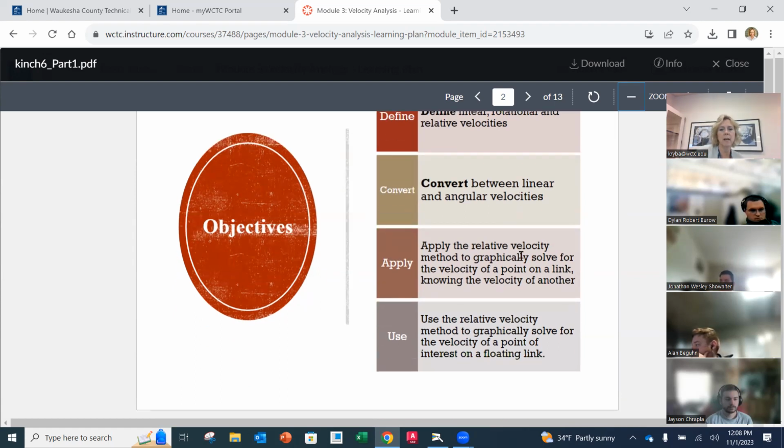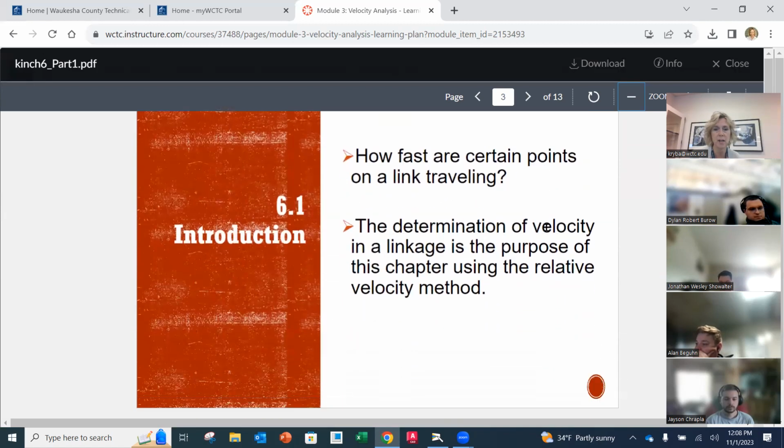Apply the relative velocity method to graphically solve for the velocity of a point on a link, knowing the velocity of another link. Okay, relative velocities are where we're going to start looking at 4-bar mechanisms, and when we rotate the crank, what's happening velocity wise on the other links. And then we're going to use that relative velocity method to graphically show the velocity of a point of interest on what we're going to find out is called a floating link. Okay, so that's the stuff that we're going to be doing here in chapter 6.